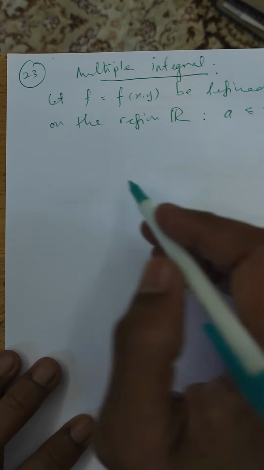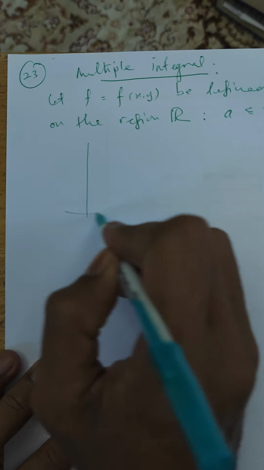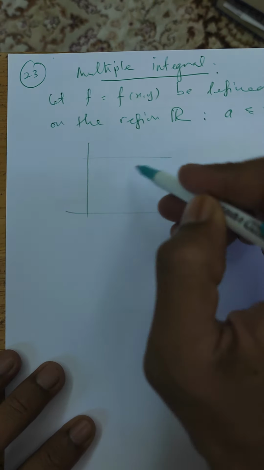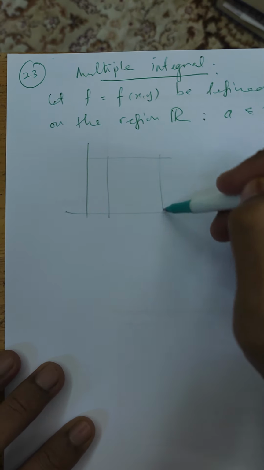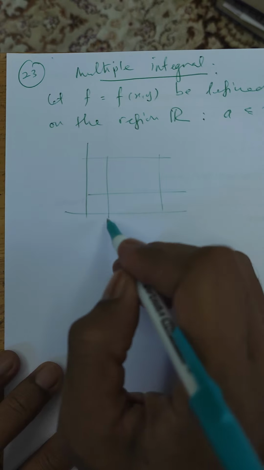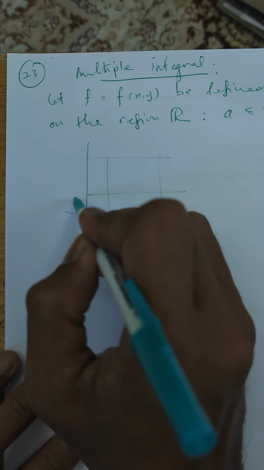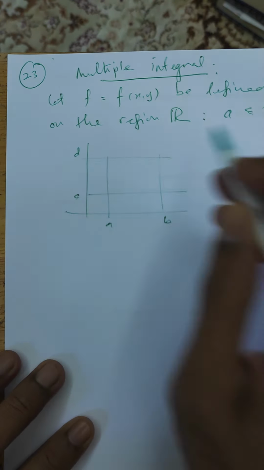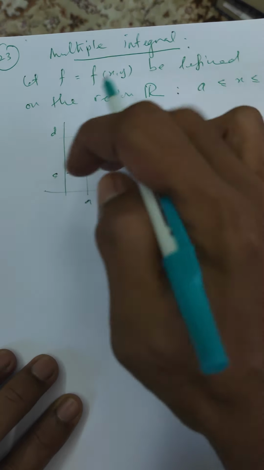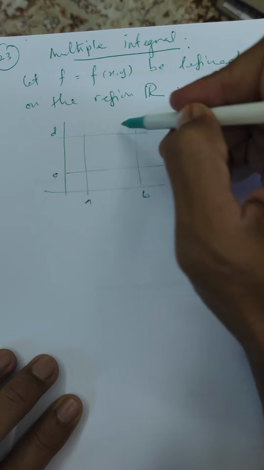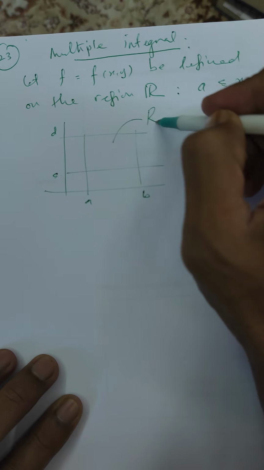Alright, on the region R, where R is given as a ≤ x ≤ b and c ≤ y ≤ d. So I can figure this like so: x from a to b and y from c to d. So this is our region R.